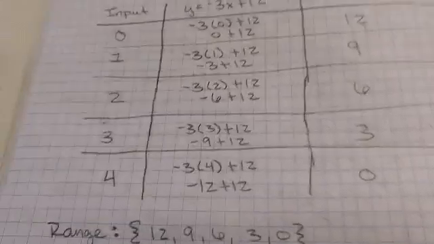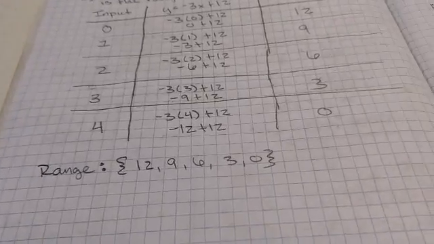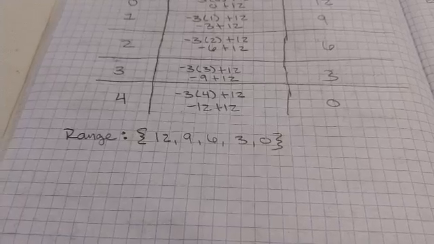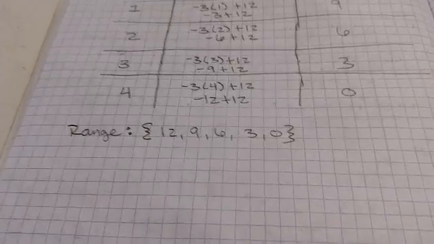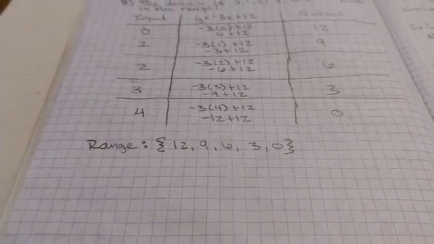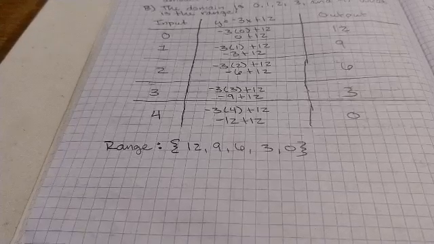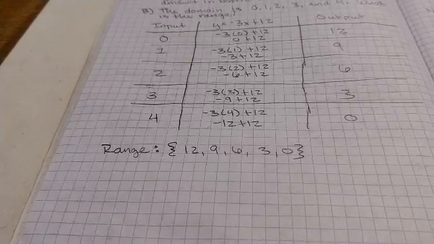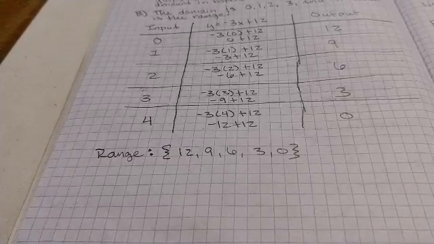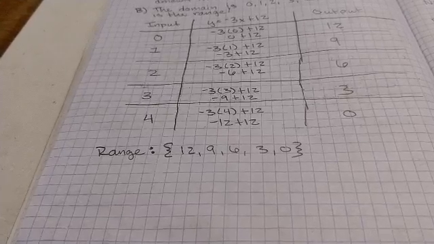So our range are our outputs here. And so our range is going to be 12, 9, 6, 3, and 0. When you put it in this table, it makes it really easy and organized and easy to follow. So that is the end of section 1. Chapter 3, section 1 is now done.